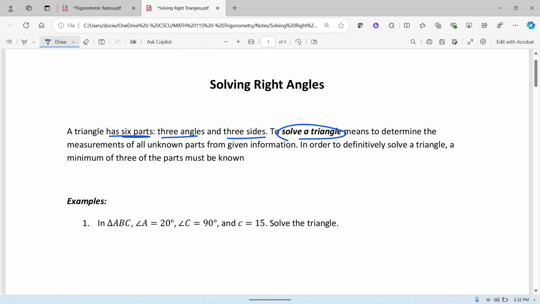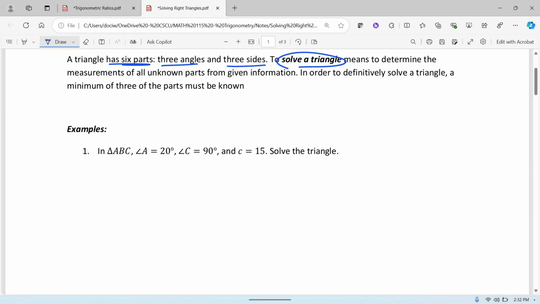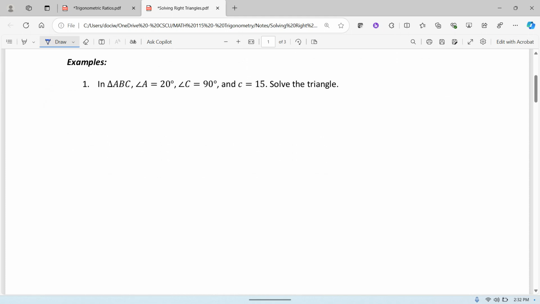In fact, at least one of the parts that you start with must be one of the sides. So we have a few different scenarios in these examples that I want to look at. Let's look at triangle ABC. When I label triangle ABC, I'm going to consistently label angle C as my right angle. In this case, we're told that angle A is 20 degrees, angle C is 90 degrees, and side C is 15.